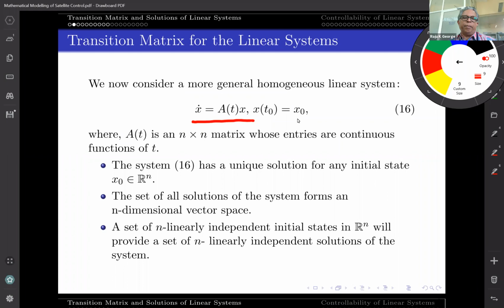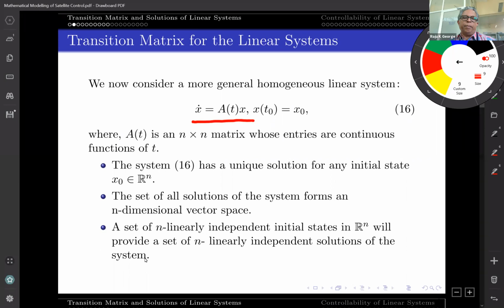But if you take all other possible solutions, without initial conditions, we can show that the set of all solutions of this system forms a vector space of dimension n. So the solution space is a finite-dimensional space of dimension n. That means the basis will have n elements, functions that can span any solution in the solution space. A set of n linearly independent initial states in Rn will provide a set of n linearly independent solutions.